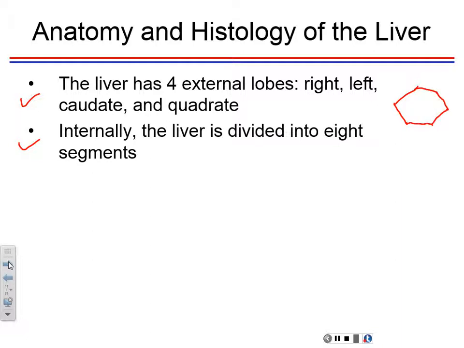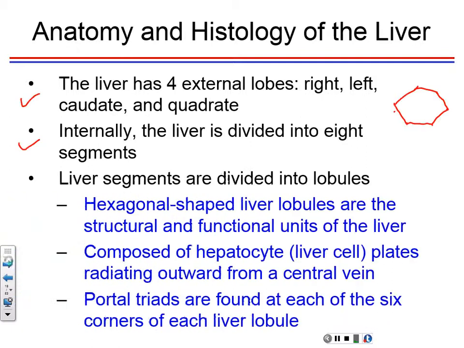Okay, hexagonal. It's got 1, 2, 3, 4, 5, 6 sides. And then it's going to be divided into lobules. Those 8 segments of the liver are then divided. You've got the 4 lobes, and then you've got the 8 segments of the liver. And then each liver is divided into lobules, which are the functional unit of the liver.